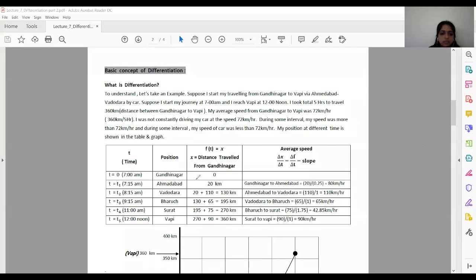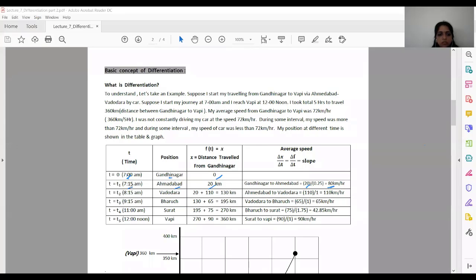See, the journey starts at 7 a.m. So the total distance covered is 0 because we are at Gandhinagar at that time. After 15 minutes, I reached Ahmedabad, so I traveled a total of 20 kilometers. So the average speed between Gandhinagar and Ahmedabad is 20 upon 15 minutes. So 0.25 hour, and the average speed between Gandhinagar and Ahmedabad is 80 kilometers per hour, which is more than the total average speed of 72 kilometers per hour.